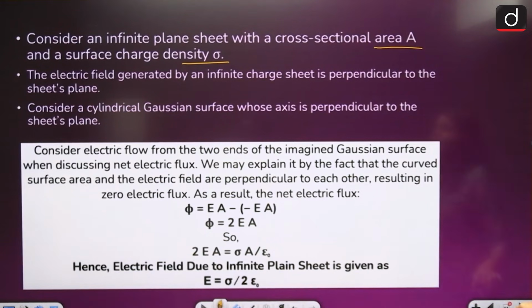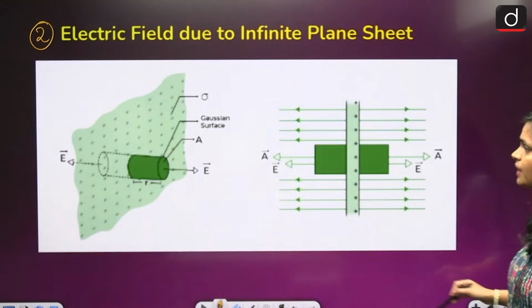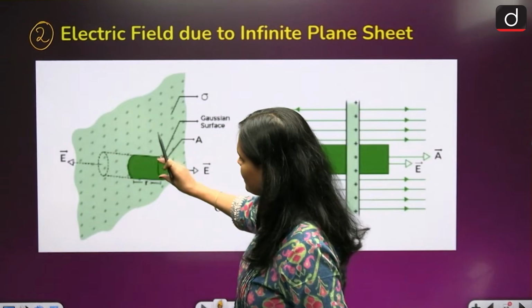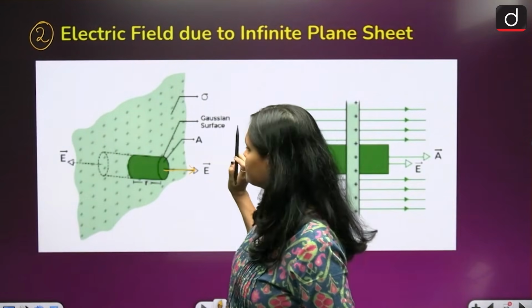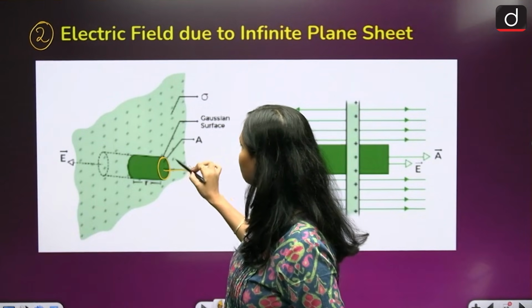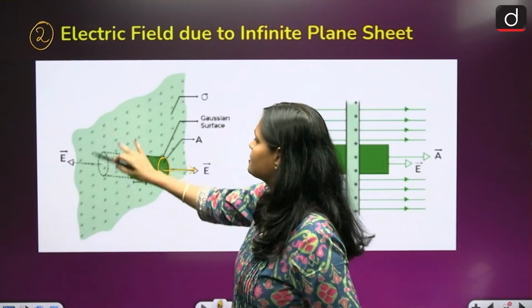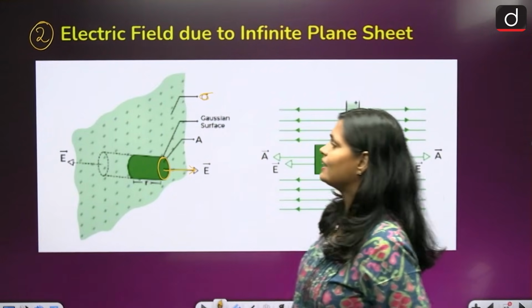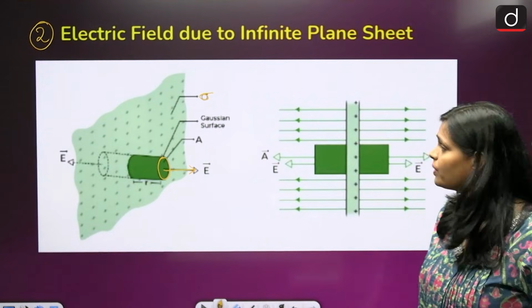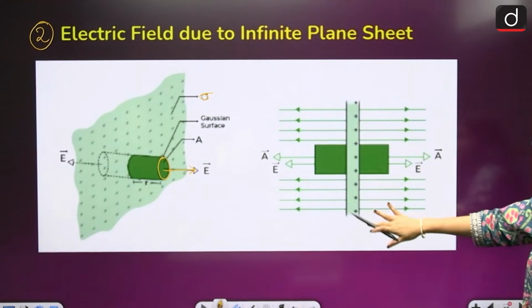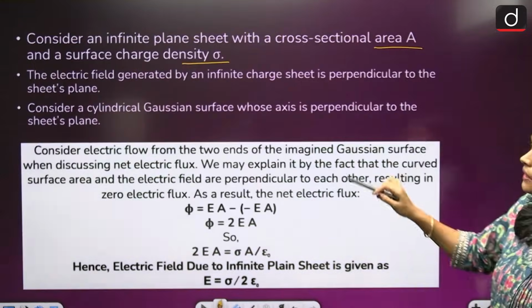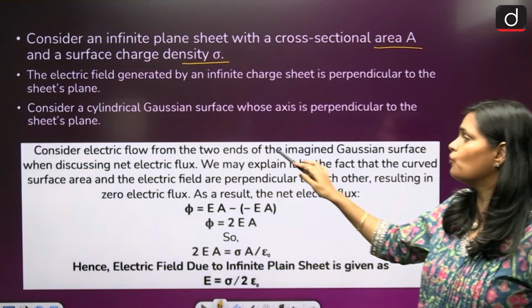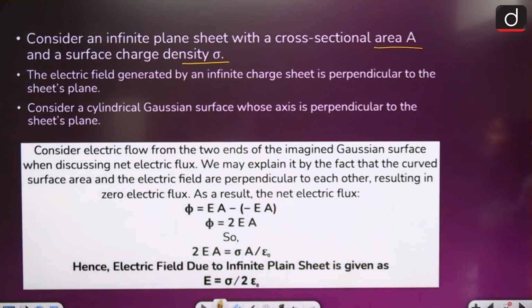Consider a cylindrical surface whose axis is perpendicular to the sheet. तो see here you can just imagine a cylindrical surface जो कि from where you have electric field perpendicular to the surface. This is the small area element A and this is the Gaussian surface. This is your sheet having sigma as a surface density. Now see, if this is a positive charge, ठीक है, तो यहाँ पे जो electric field lines हैं, now consider the electric flux from the two ends of the imagined Gaussian surface, when discussing net electric flux.